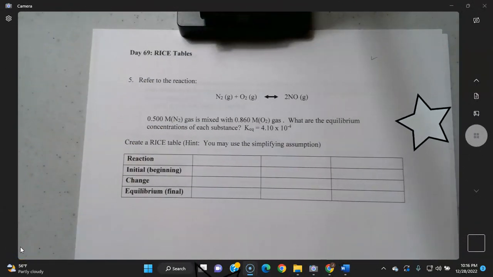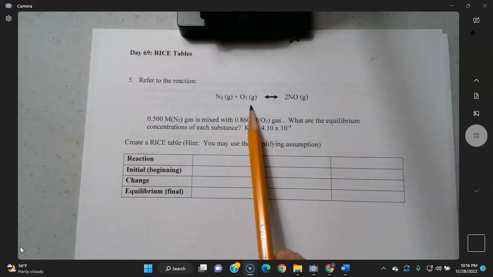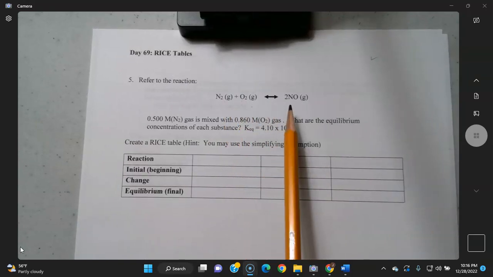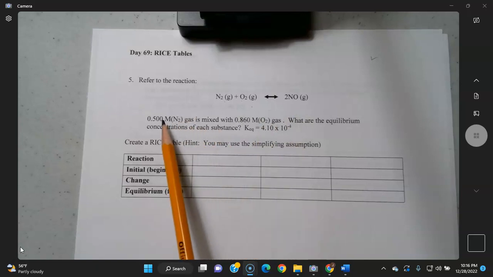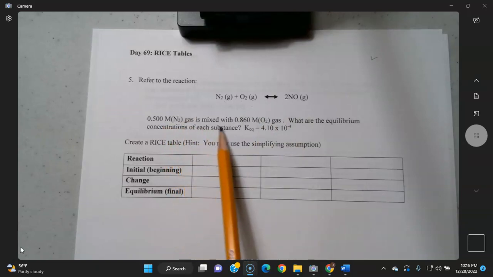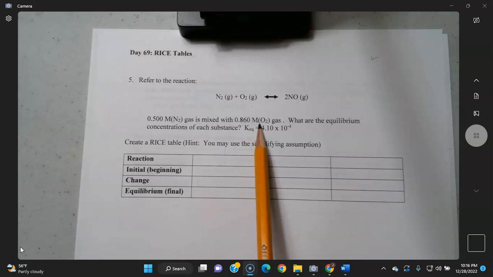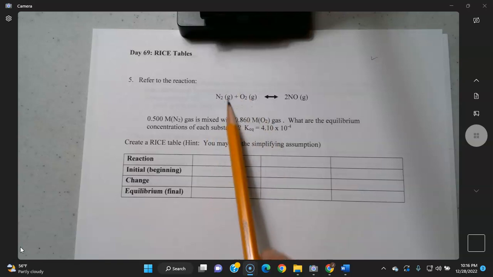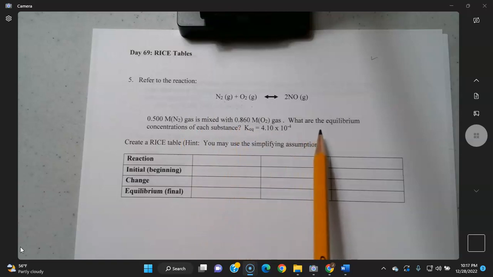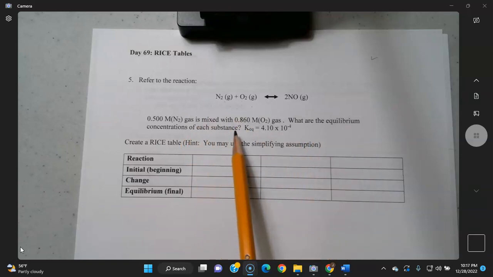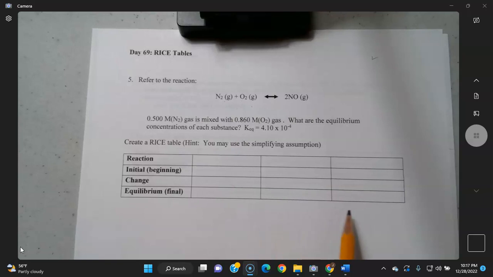Okay, so let's read this. We have this reaction up here. It's a synthesis reaction, putting N2 and O2 together to produce 2 moles of NO. So you have 0.5 molar N2 gas mixed with 0.860 molar of O2 gas. So those are initial concentrations, initial molarities. What are the equilibrium concentrations of each substance? So they want to know everything down here.